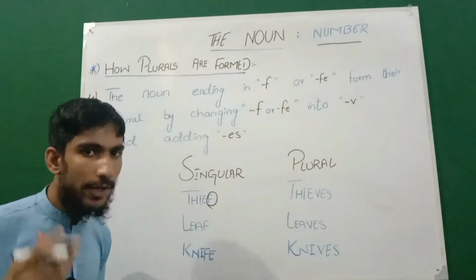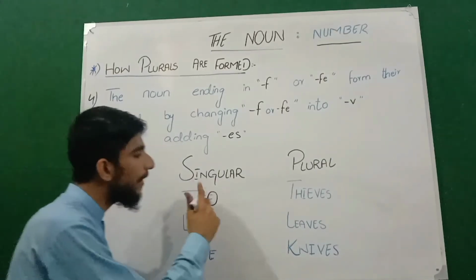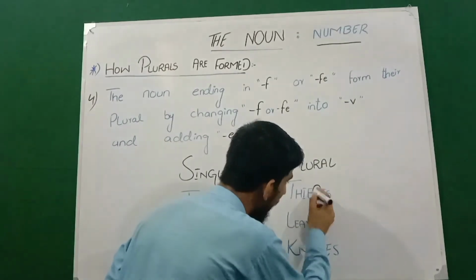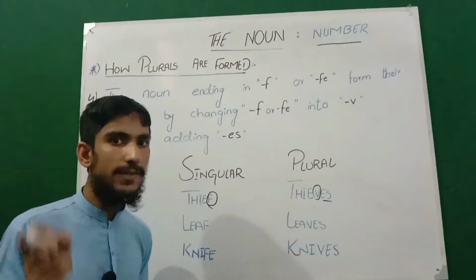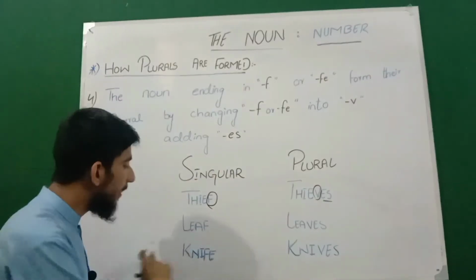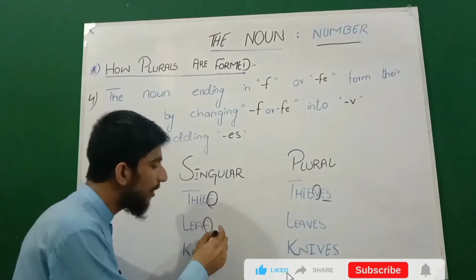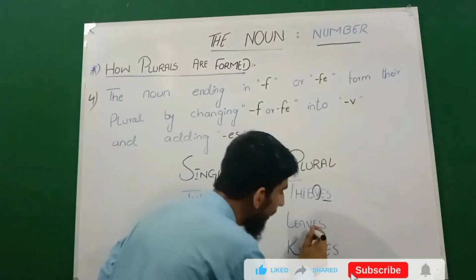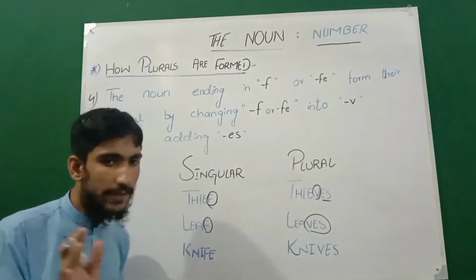So what will we do in order to form its plural? For thief, we will change F into V and add ES. So as a result, thief becomes thieves. Now thieves is basically the plural of the word thief. Similarly, leaf also ends in F, so change F into V and add ES. As a result, leaves is now the plural of leaf.